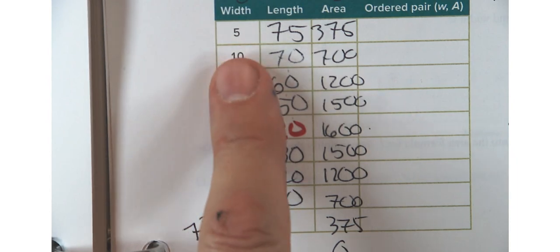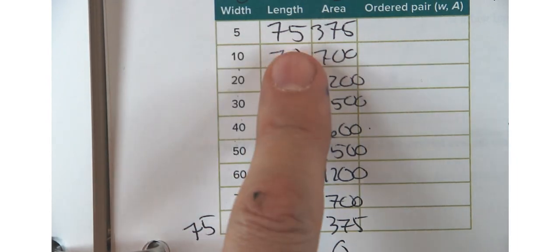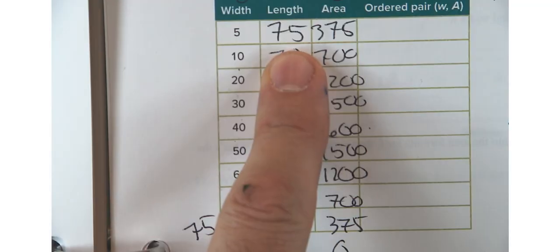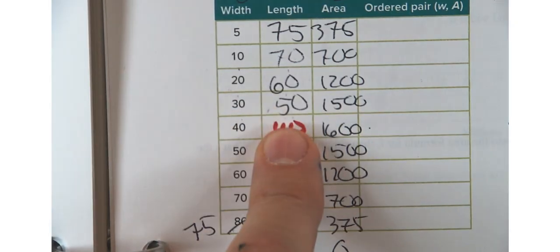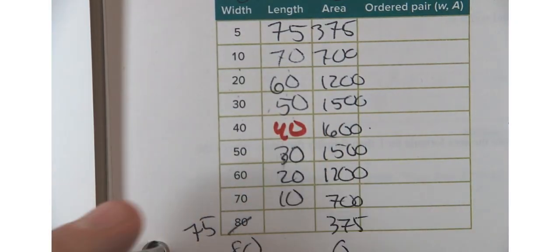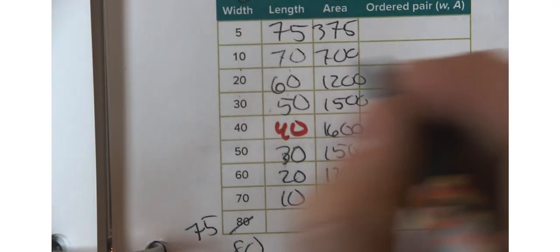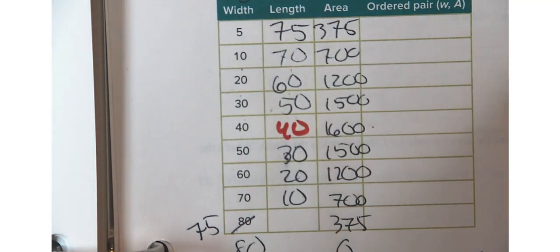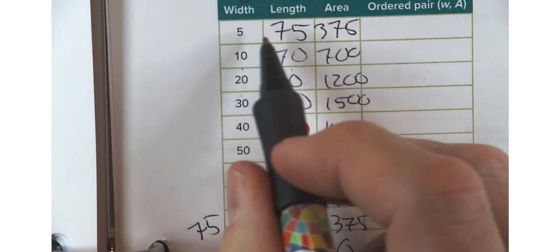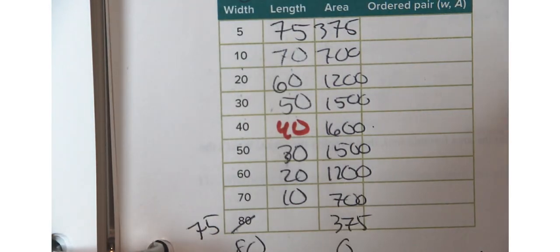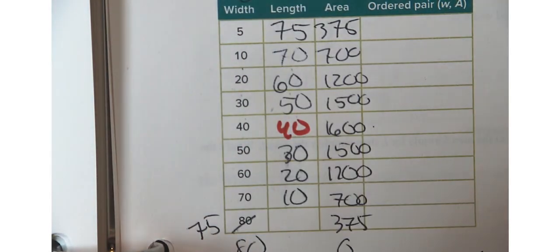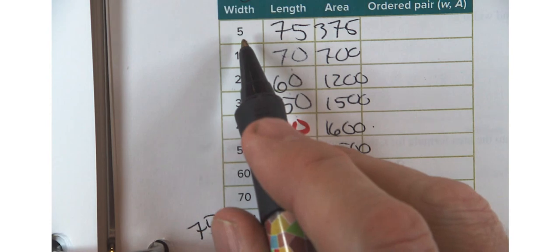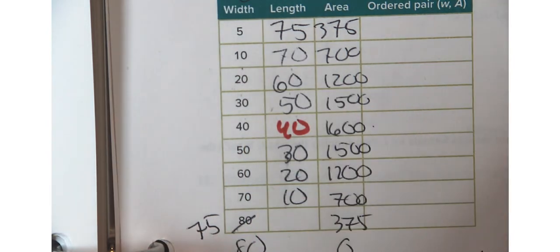So if I had one of them, if I had this one as 5, then I know the other one has to be 75 because 5 plus 75 gives me 80. Or 10 plus 70 gives me 80, and so on. But if I had just one of them, if I call this my x, then the other one is what? If I had this as x, how would I find the length given the width? I take this, whatever it is, and subtract it from 80.